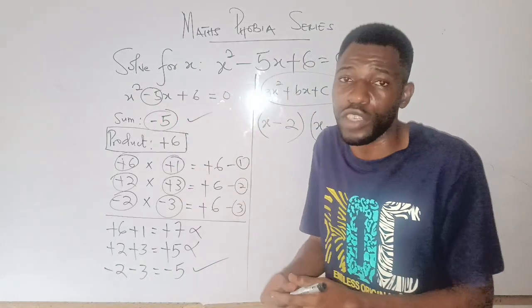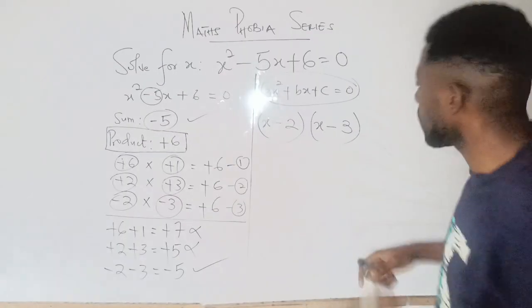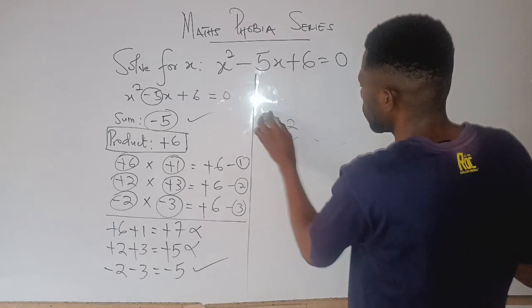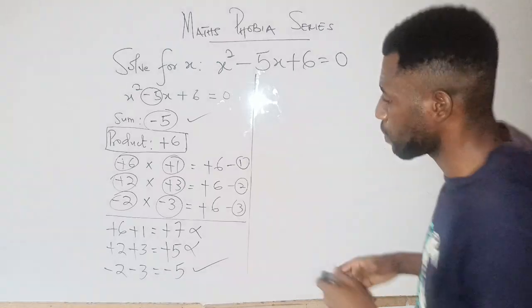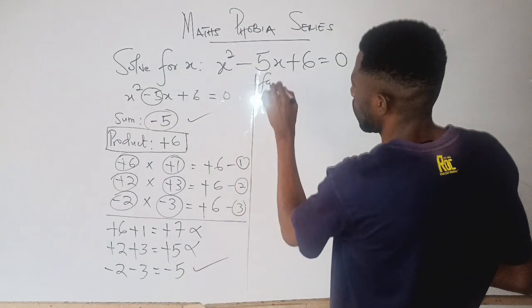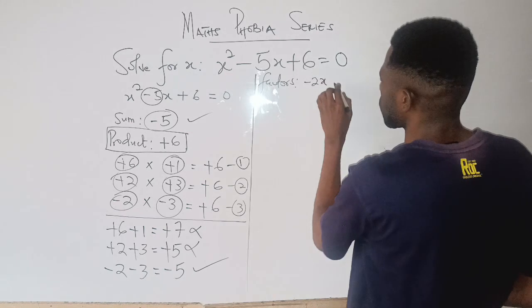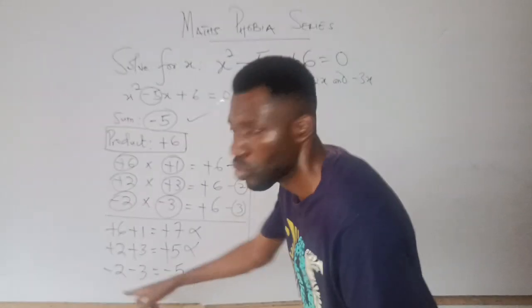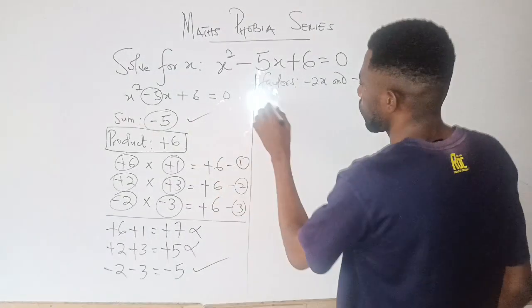But if you're in a theory condition or you're asked to show your work, how did we get this answer? Simple. We only factorize. Now, what do we do at that point? Simple. So our factors are -2x and -3x. So -2, -3.